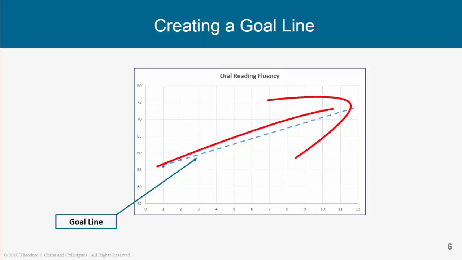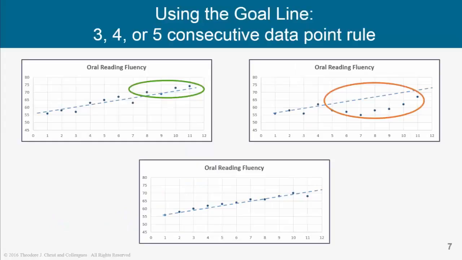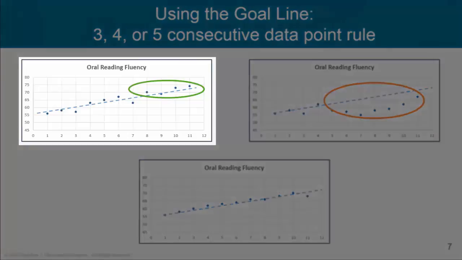Then to determine how the student's performance rates, you can compare your collected data to the goal line. Now with the goal line, you can compare the student's data each time it's collected, and you can decide if the level of performance is what it needs to be by comparing each data point to the goal line. So if you're at a point to make a decision and 3, 4, or 5 consecutive data points are above the goal line, then the student is exceeding expectations.